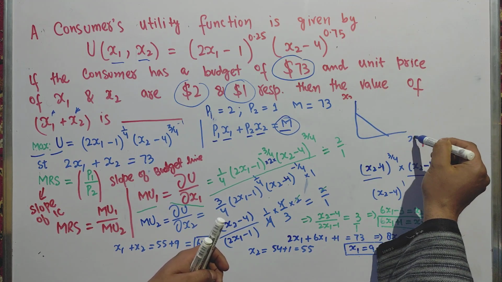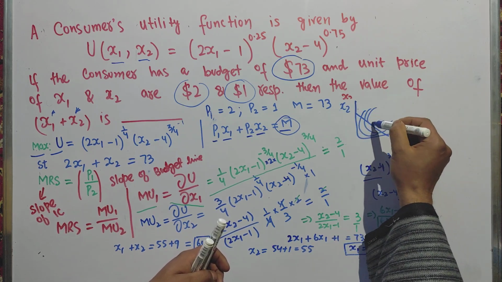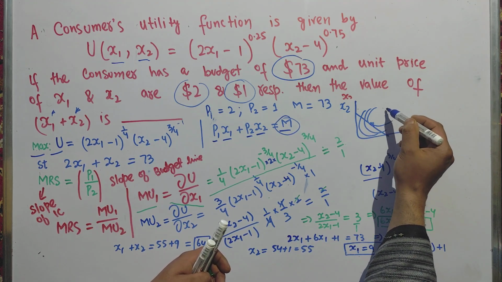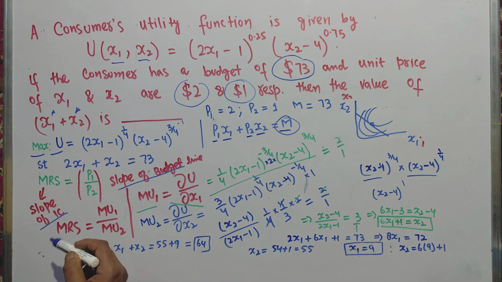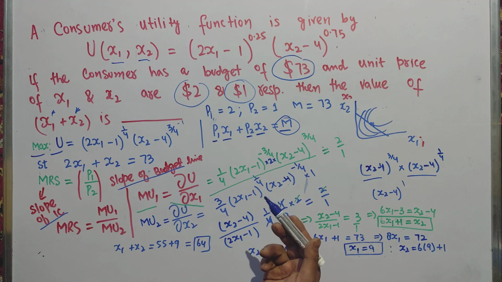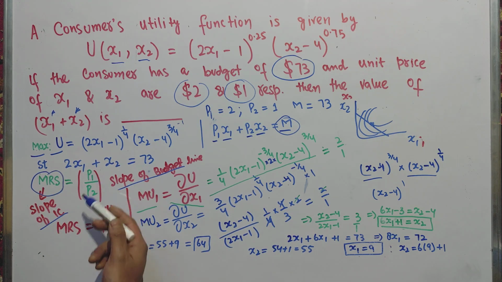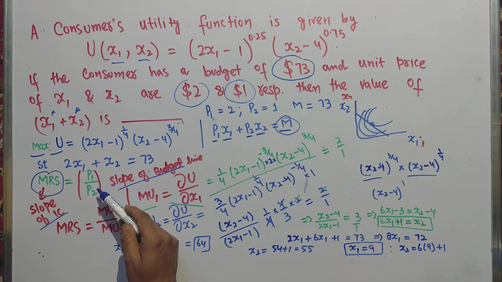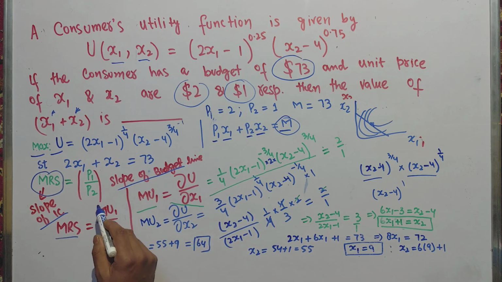With the given budget, the consumer wants to reach the highest possible indifference curve, and the optimal bundle will lie at a point where the slope of the indifference curve is equal to the slope of the budget line. So the tangency condition requires that the marginal rate of substitution should be equal to the ratio of the prices. MRS is nothing but the slope of the indifference curve, and the ratio of the prices shows us the slope of the budget line. Now MRS is simply the ratio of the marginal utility of good 1 and good 2.